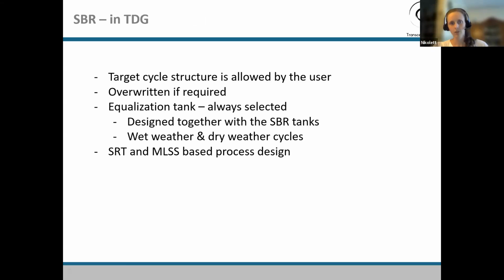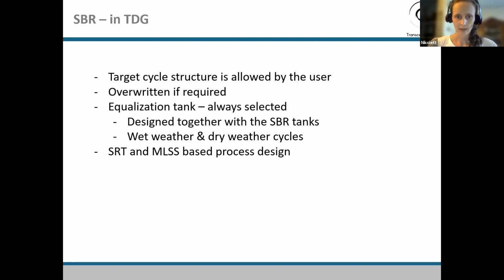As I mentioned, the target cycle structure is set by the user. So it is really important to keep in mind that it will be overwritten if required. You can play around with this, trying different combinations, but the system will always make sure that the limits are met. So you cannot really make huge mistakes, even if you enter something which is not enough for meeting the limits.